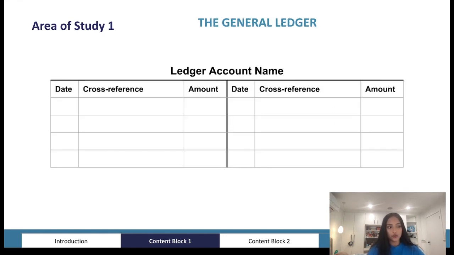So this is what a general ledger looks like. There's a left and a right side. Certain transactions will go into the left side of the ledger, and some transactions will go into the right side of the ledger. And then at the top there, where it says ledger account name, that is the name of the ledger account. So, for example, if this was the ledger account for cash at bank, it would say bank. So, for example, it could be the inventory account, and you can see there's a transaction that has been entered into the left side of this ledger account.